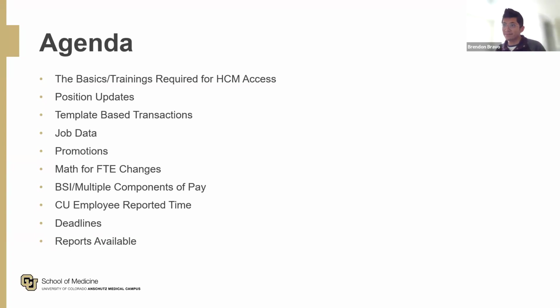So we're going to start with position updates, then go through template-based transactions, also known as a TBT, and then we'll go through job data. After all that, we'll touch on what promotions look like, and how we go about calculating the math for our FTE changes. We'll touch on the BSI, multiple components of pay. We'll go through the mechanics of CU employee reported time, and highlight some of the deadlines from our payroll calendar, because a lot of the stuff will have to do with payroll. And then we'll end by going over some reports that are available in HCM.